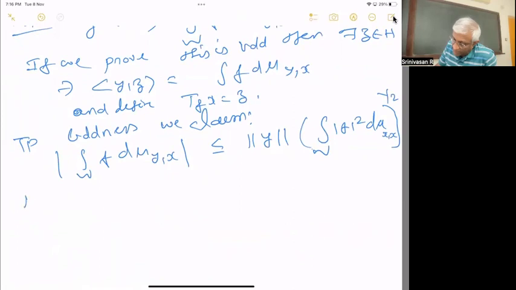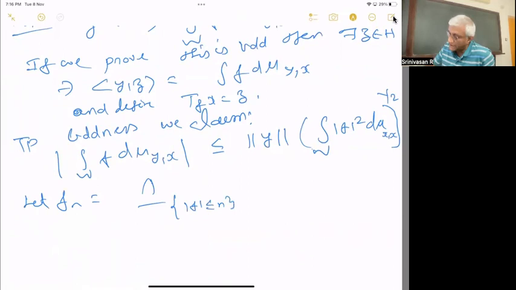So let Fn equal to 1 of the set omega n, where mod f is less than or equal to n. You hit f with this indicator function. Then it is 0 on omega n complement. It is just on omega n that it is f, and on omega n complement, it is 0. So it's a bounded function.